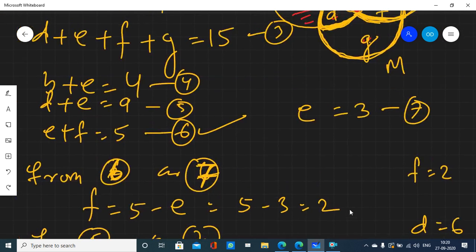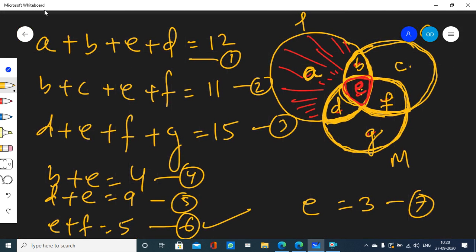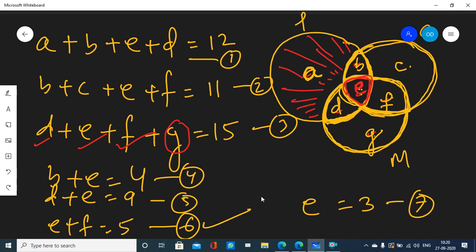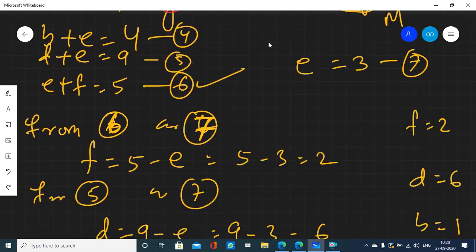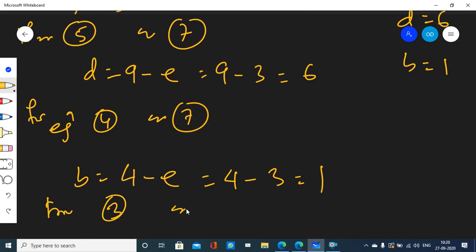Then what else is there? Now look at equation 3. I think you already know the value of D, the value of E, and the value of F, right? So plug in their values, and you will be able to find the value of G. Tell me what the value of G is from 3 and 7.